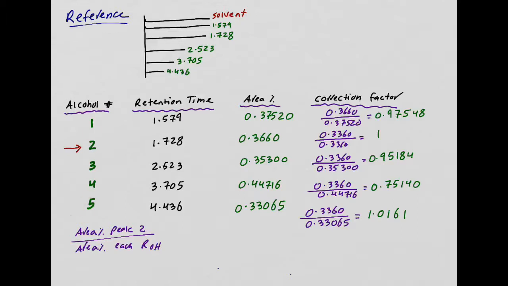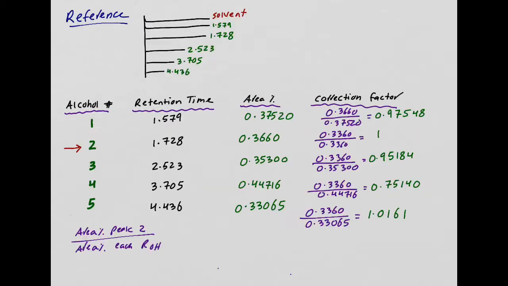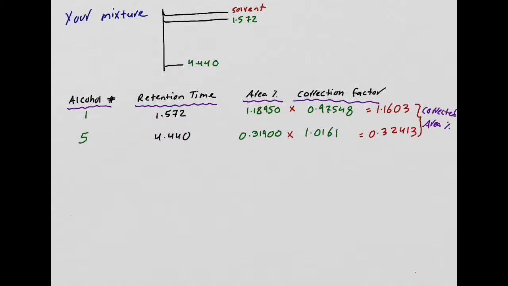Again, you pick one of these, doesn't matter which one. We did peak 2 as our reference, and then you applied the correction factor. It will be the area percent for that peak over the area percent for each one. We got the correction factor. In our sample, our alcohols were 1 and 5. We took the correction factor from alcohol 1 and 5, and you multiply with the area percent, and you get the corrected area percent.